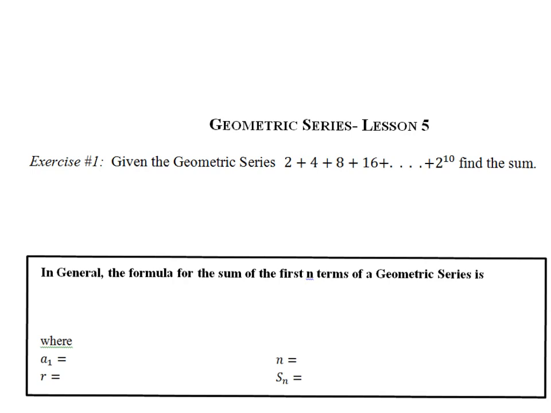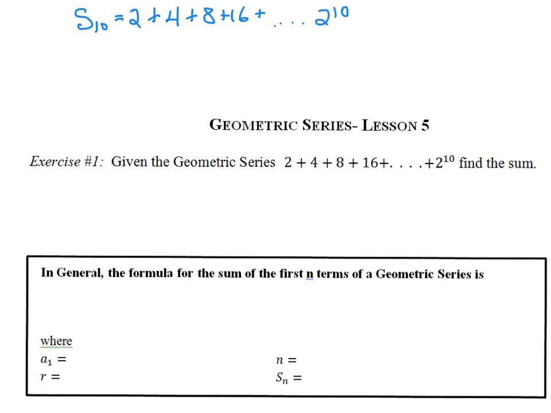It says, given the geometric series 2 plus 4 plus 8 plus 16 all the way to 2 to the 10th, find the sum. So if I want to find the sum, that means that I am finding the sum of the first 10 terms. For the sum of the first 10 terms, I'm going to just show this sum again: 2 plus 4 plus 8 plus 16 all the way to the 10th term, which is 2 to the 10th power.